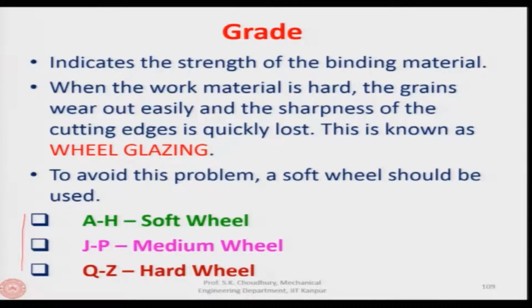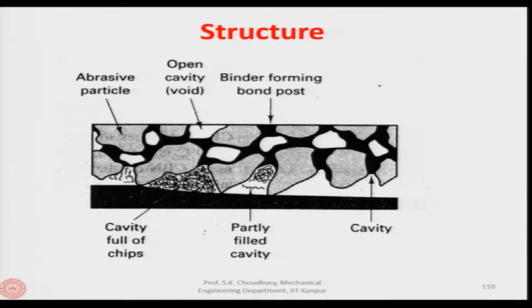Now, the structure. Like in the case of the milling cutter, between the milling cutter teeth we have a void or space, and that space is for accommodating the chips. Similarly, in the grinding wheel, between the grains there should be some space that will accommodate the chips. If the space is very small, then the small chips, and in grinding the chips are anyway very small, will get into the small space between the grains and stay there, and they will not be able to come out.